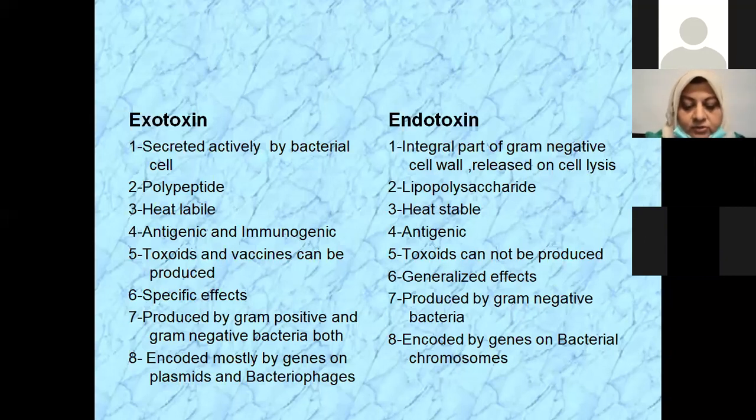Exotoxins are encoded mostly by genes on plasmids and bacteriophages. So what does it mean? We have done bacteriophages multiple times before. We have talked about plasmids. So it shows that they can be transferred from one bacterium to another because the genes are present on plasmids and bacteriophages. They keep transferring from one bacterium to another. And the endotoxins, they are encoded by genes on the bacterial chromosome.